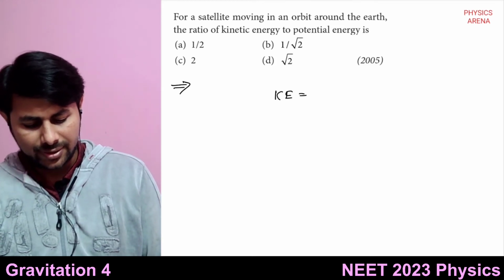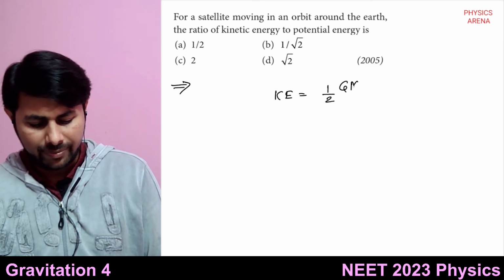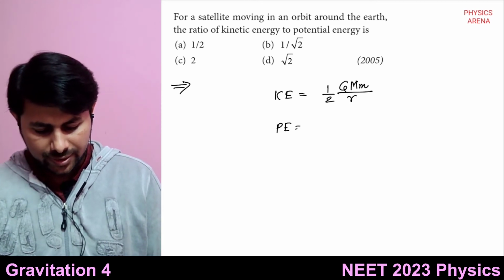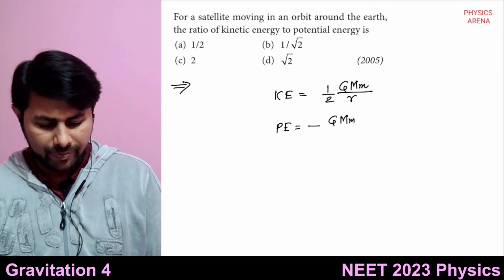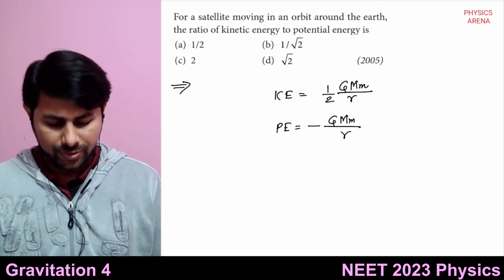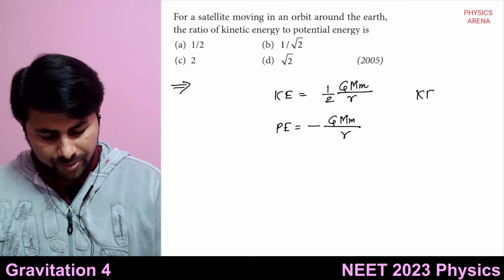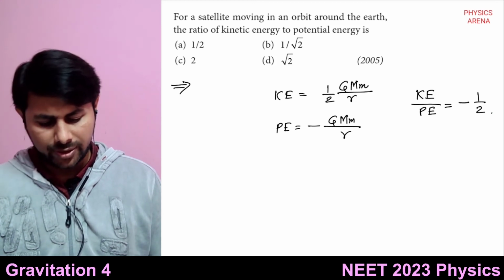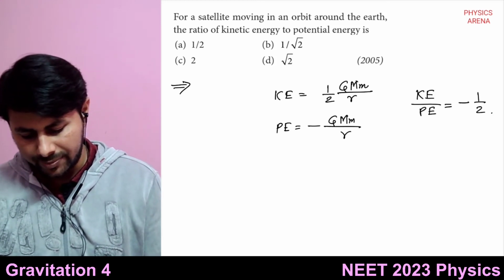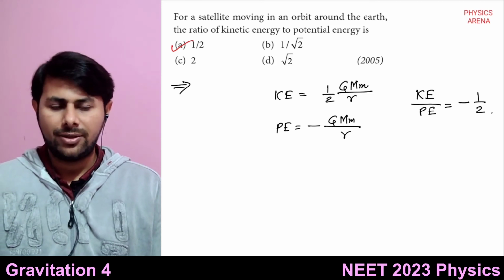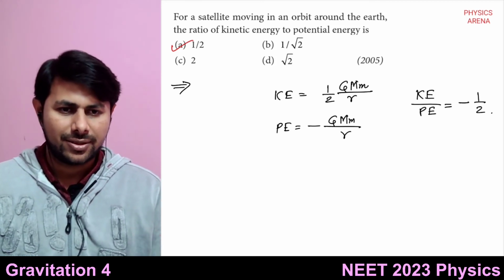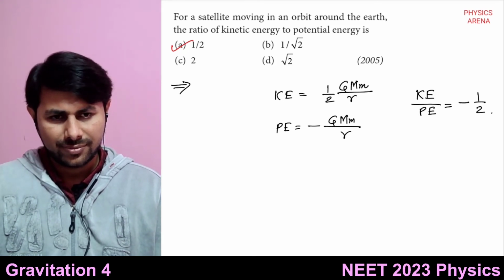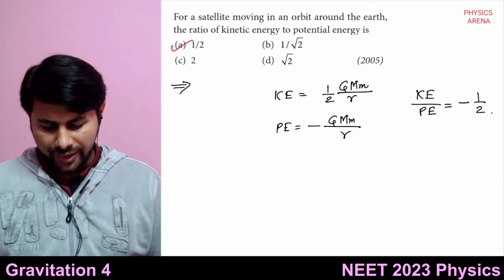Kinetic energy is half of GMm upon R. Potential energy is minus of GMm upon R. If you take the ratio, you will get KE upon PE equals minus half. And if you just want the magnitude, then it is half. Option A, right? So earlier you said C. Okay, anyways, so A is the answer, right?